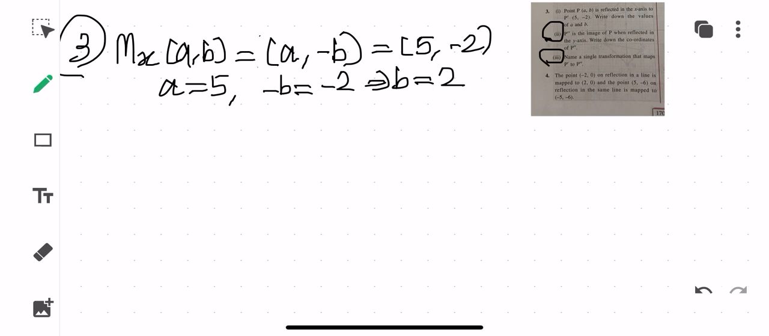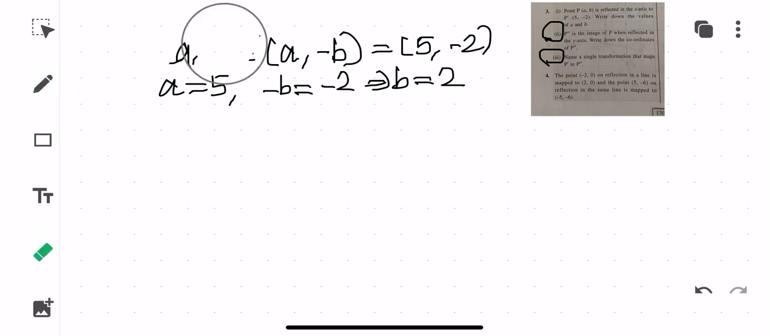Alright, so now we'll be moving to question number 4. Okay, so what is question number 4, children? It says, the point (-2, 0) on reflection in a line is mapped to (2, 0) and the point (5, -6) on reflection in the same line is mapped to (-5, -6). State the name of the mirror line and write its equation. Okay, so when you have to write the equation, children, how do you write? So that is an important thing.